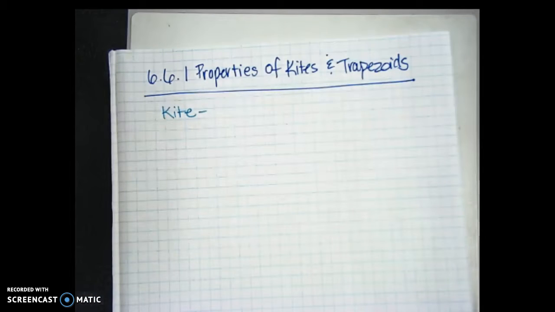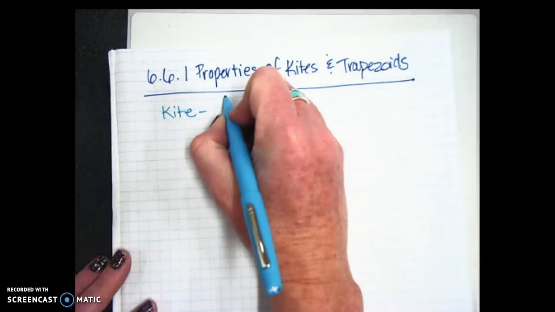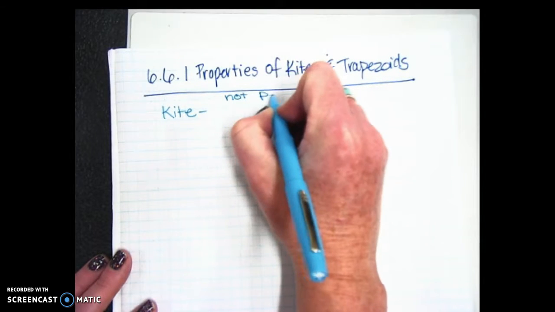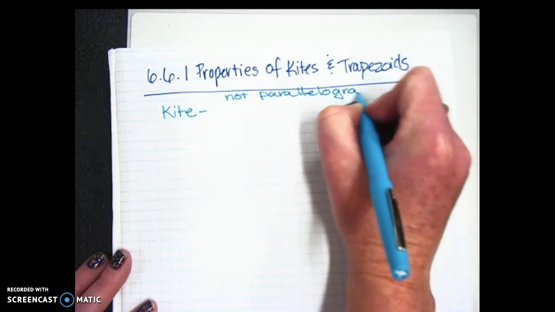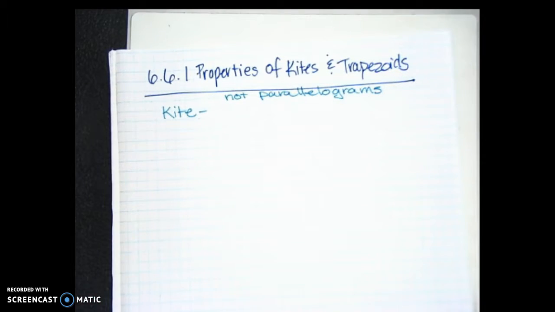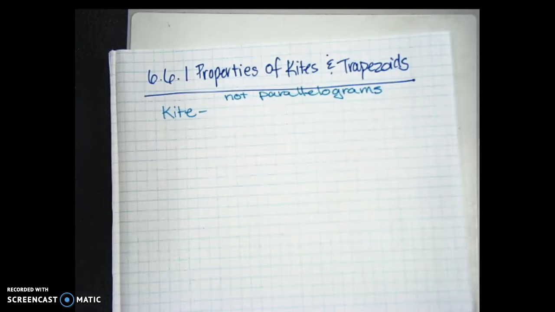Why are kites and trapezoids separate from the other three that we just talked about? Because they are not parallelograms. Parallelograms have opposite sides parallel. Kites and trapezoids do not have both pairs of opposite sides parallel.